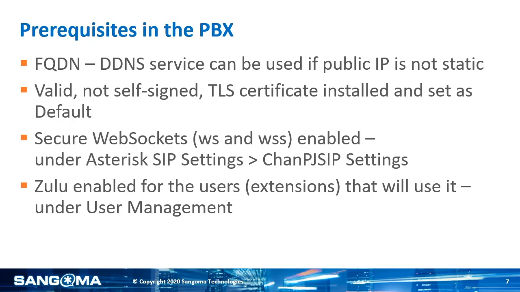Next, a valid, that is not a self-signed, TLS certificate must be installed and set as the default certificate of the PBX. Also, secure WebSockets, WS and WSS, must be enabled. Configured under SIP settings, chan_pjsip settings. Finally, Zulu must be enabled for the users' extensions that will use it, of course. This is done under the User Management module. Again, as mentioned, some or most of these prerequisites can already be configured in your system. We are going to check and configure them in detail one by one next.